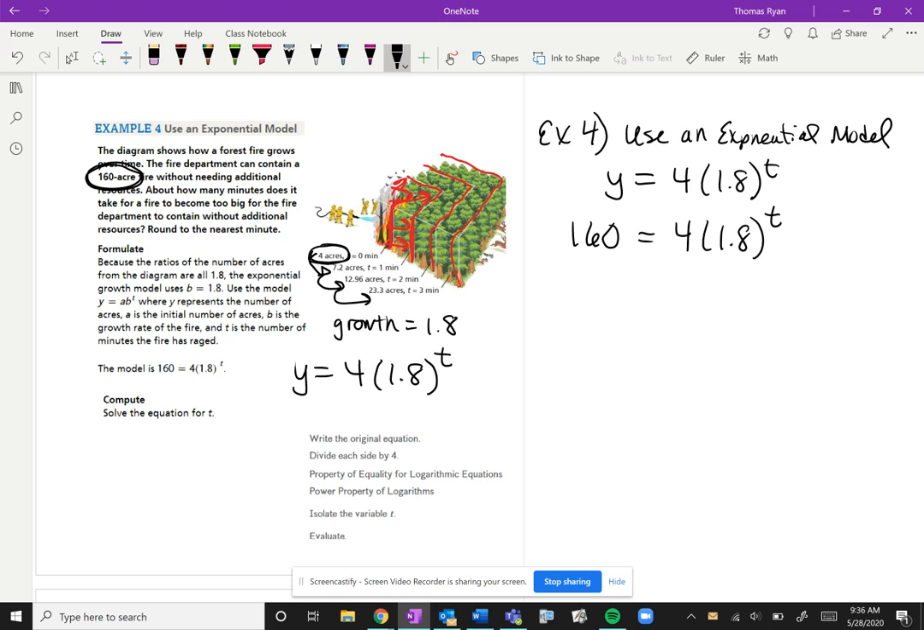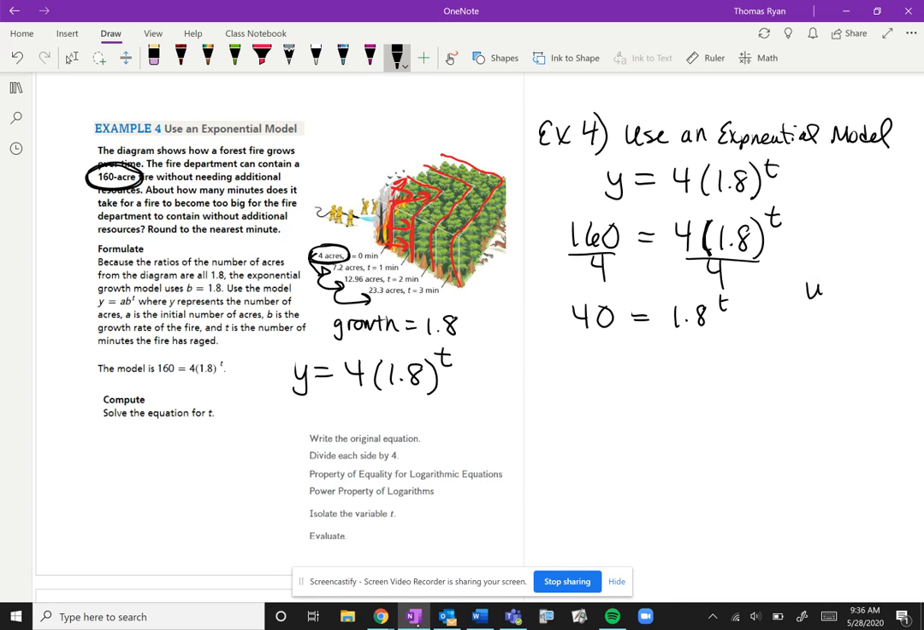All right, so like anything else, our variable is in the exponent spot. We need to get that variable down to ground level into something we can work with. The first step, like anything, is to isolate the term with your variable. 1.8 is the only thing that's getting raised to the t power, so we want to isolate it by dividing both sides by 4. So we end up with 40 equals 1.8 to the t.